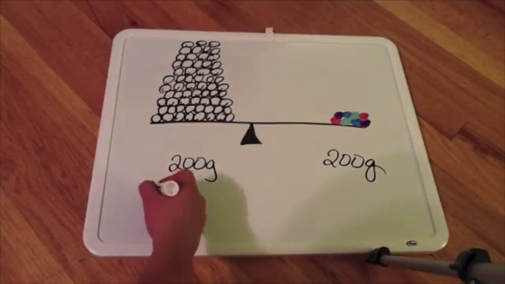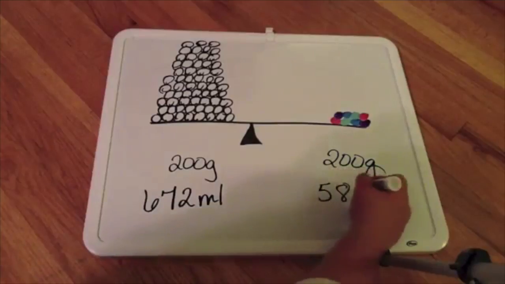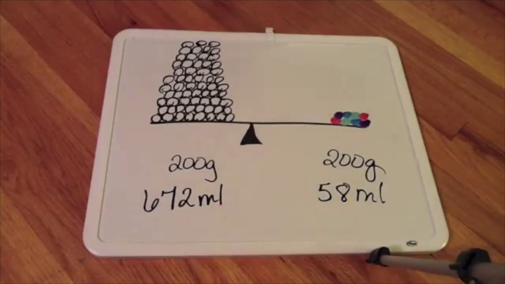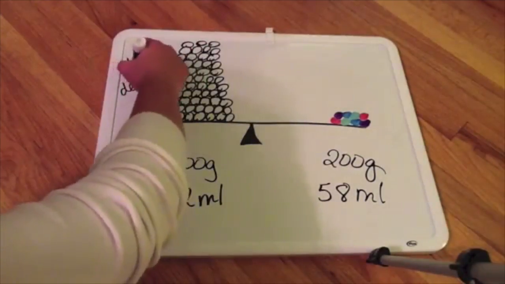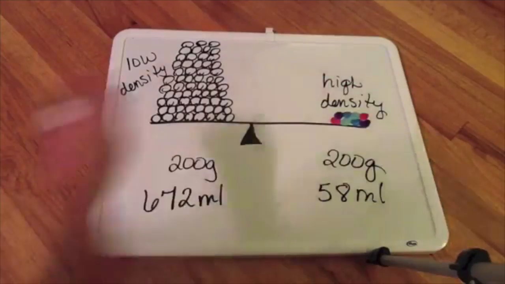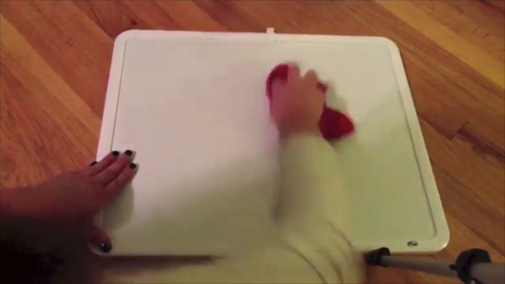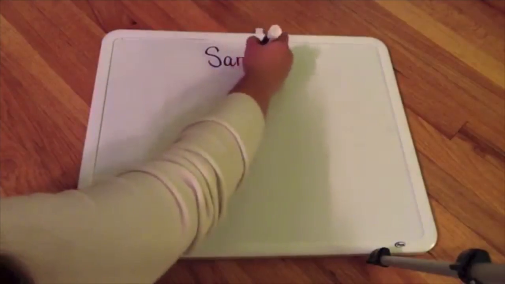Now you can see that the pile of cotton balls is really big, so we're going to say it's about 672 milliliters, whereas the gumballs is only 58 milliliters. So the cotton balls again have low density while the gumballs have high density. If the masses are equal, high volume means low density, so kind of the opposite of the last example. So this is really, really important to remember.